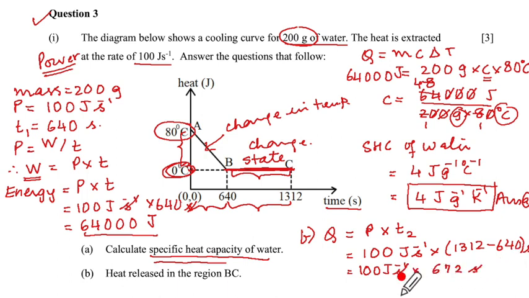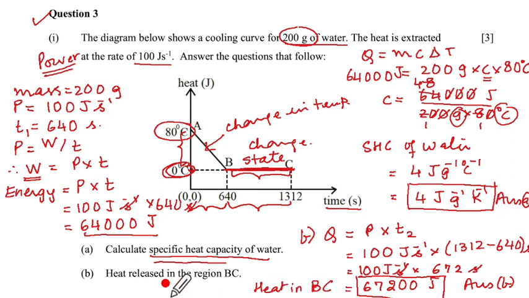Now these seconds and seconds get cancelled and we have 67200 joules, and that is the energy which is released in region BC. So we will write over here heat in BC. Okay, or you can write this full statement later on and that will be your answer statement.